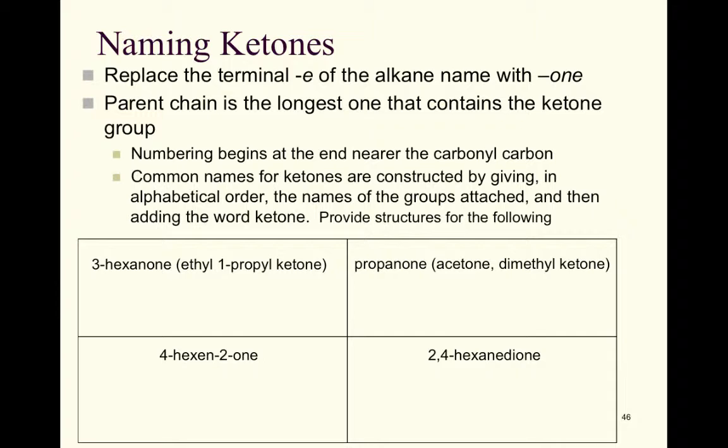All right, to name ketones, we replace the terminal E with an ONE ending. The parent chain is the longest one, which contains the ketone group. That's very similar to when we had alcohols. Remember, when we had alcohols, whichever direction gave the alcohol the lowest number got priority. Well, that's what's going to happen also to a ketone, so numbering begins at the end near the carbonyl carbon. We also have common names for ketones. They're given in alphabetical order with the names of the groups attached, and then adding the word ketone.